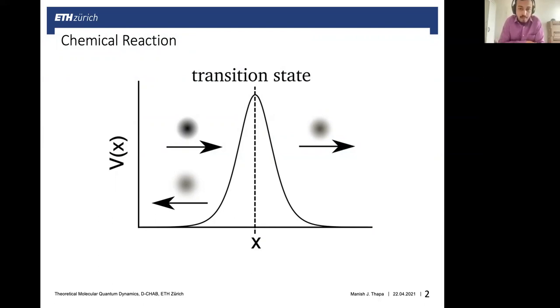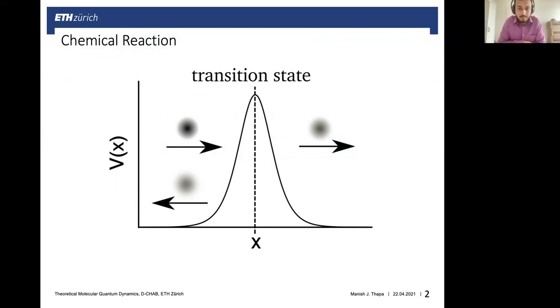And this rate really depends on, for example, if it is a thermally activated reaction, it depends on temperature. It also depends on height and width of the energy barrier. So it has to overcome this barrier to form products. So it overcomes the barrier, for example, as a result of thermal fluctuation. You supply heat and then it reaches a certain state and then it reacts.